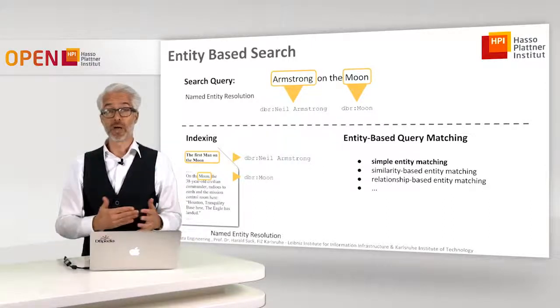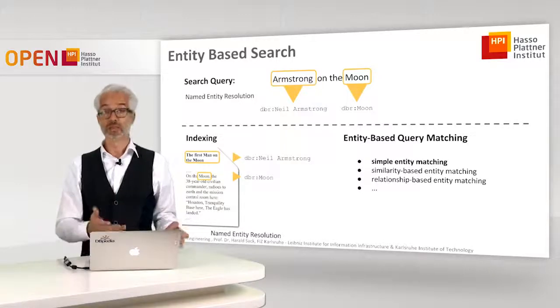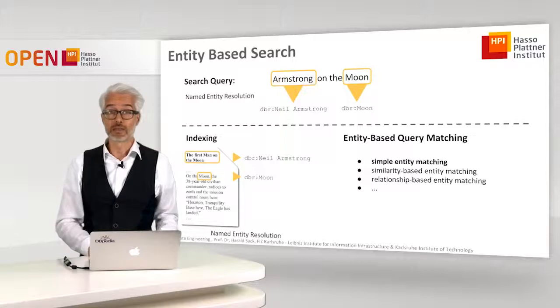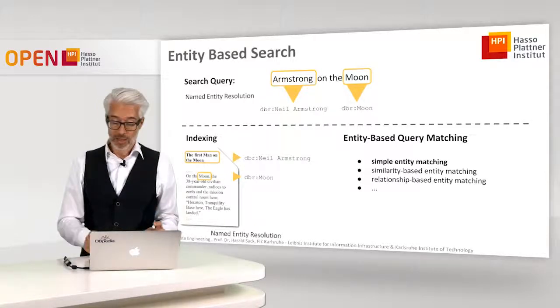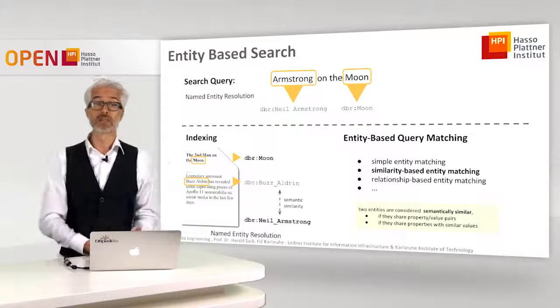So if you do a simple matching, then for example this document, which mentions the first man on the moon and also the moon, will be among the top hits in your result list. This would be simple entity matching. But this of course is not all. You can also take into account similarities.